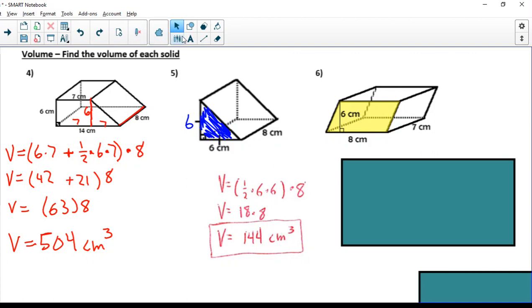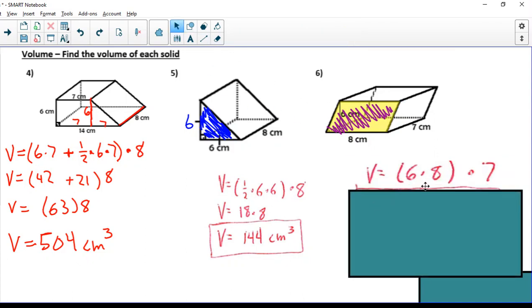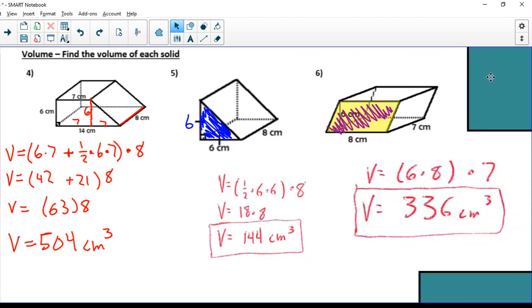For number 6, again I'm calculating the volume using the base, which here is a parallelogram. So I'm doing 8 times 6 to get that parallelogram, and I'm going to multiply it times the height, which was 7. So here I'm really just doing 6 times 8 times 7, which is 336 cubic centimeters.